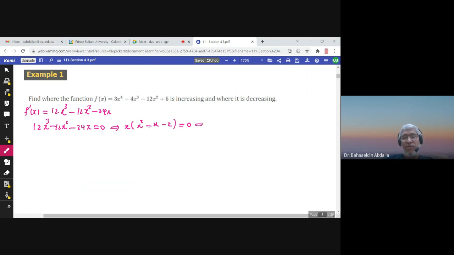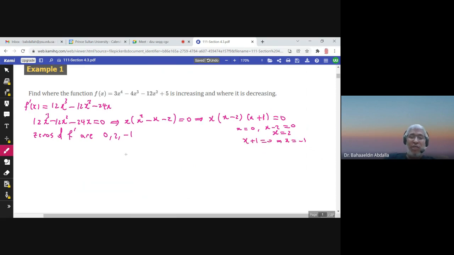Now I can factor the second degree polynomial. I have x, and this one I can write as x minus 2 times x plus 1. So negative 2x plus x is negative x. So this is the factored form. So I understand from here that the zeros of f prime are 0, 2, and negative 1. Either x is 0, you get 0, or x minus 2 is 0, so x is 2, or x plus 1 is 0, so x is negative 1. So these are the zeros.